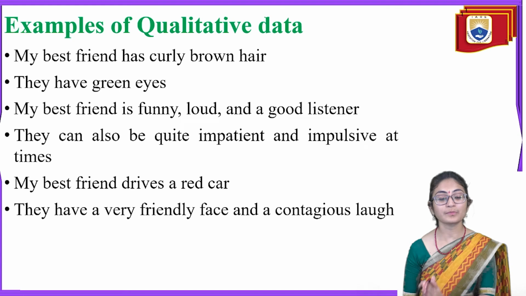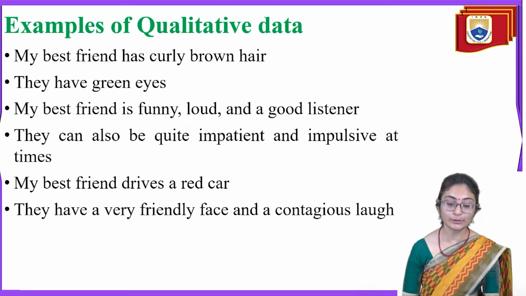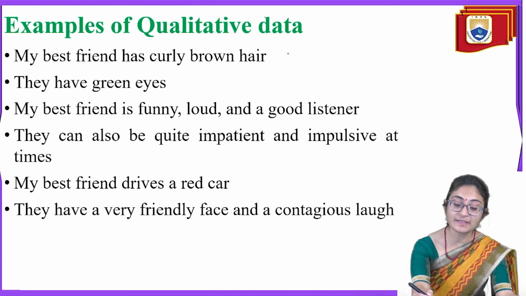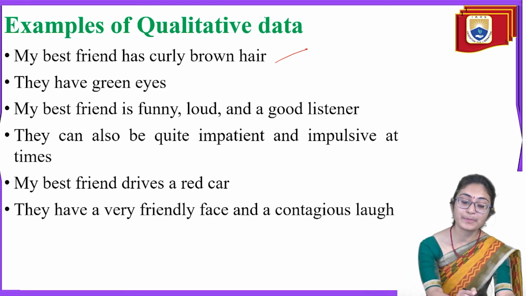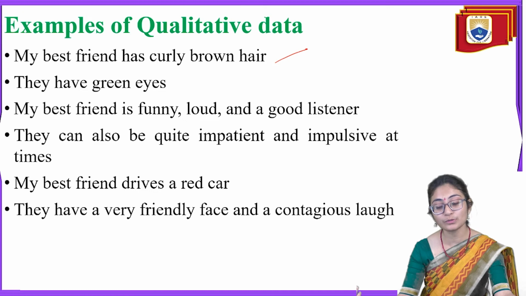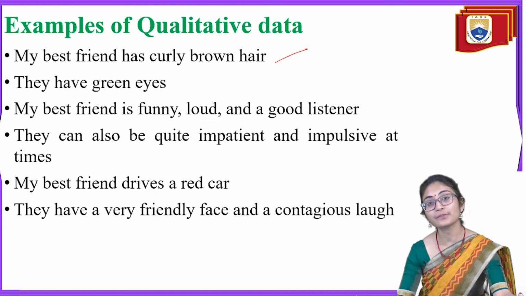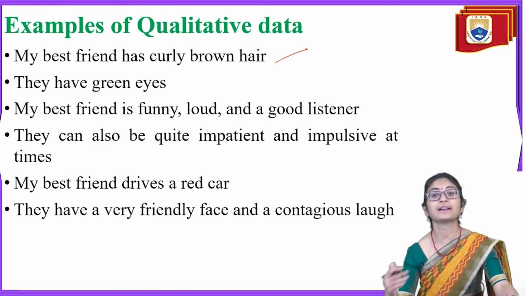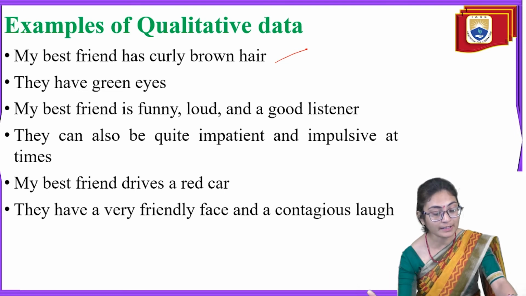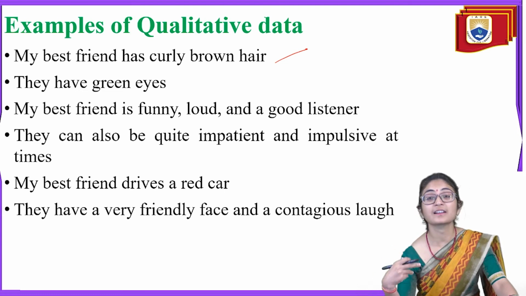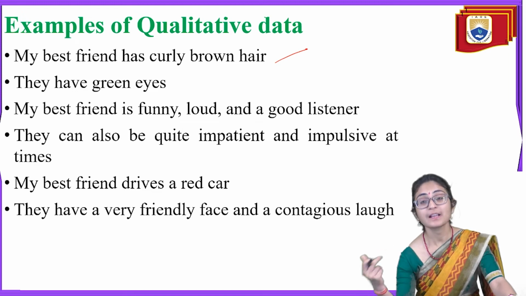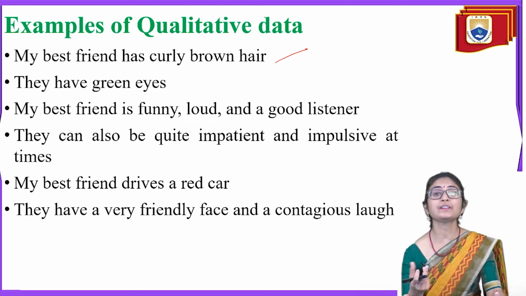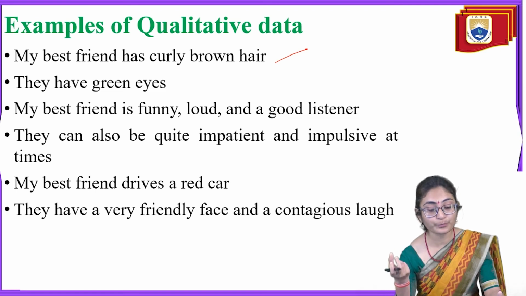Then there are some examples of qualitative data. First one is, my best friend has curly brown hair. Then they have green eyes. My best friend is funny, loud, and a good listener. They can also be quite impatient and impulsive at times. My best friend drives a red car. They have a very friendly face and a contagious laugh. That means here we are showing the quality of data.